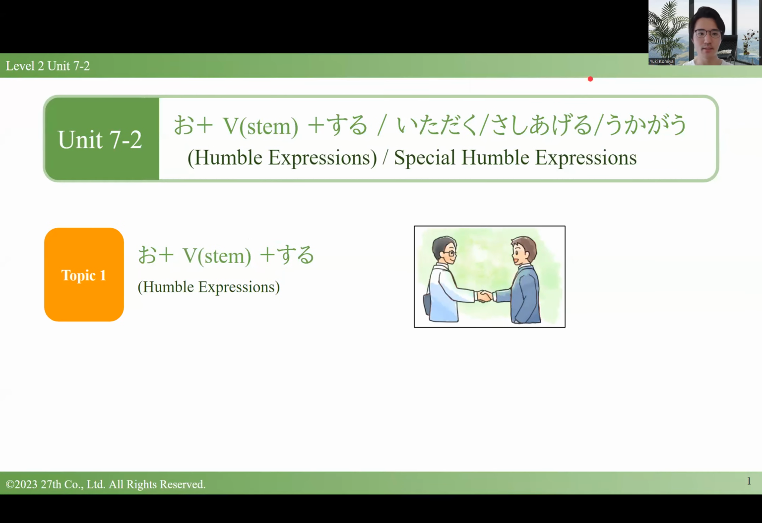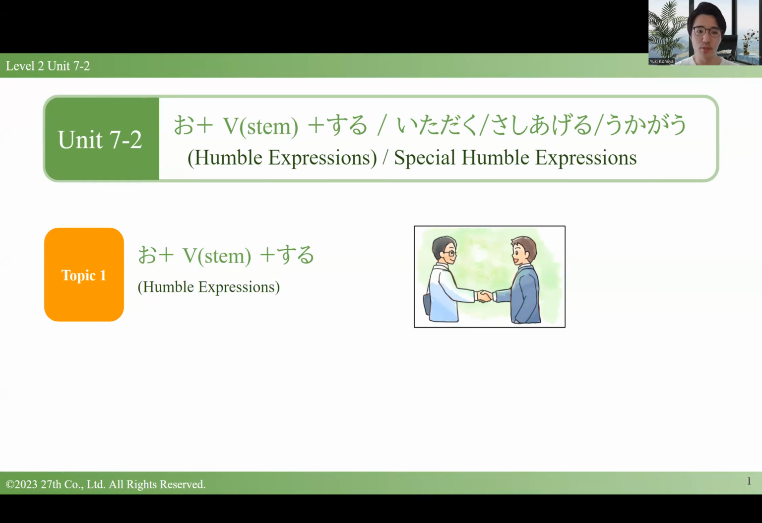はい、皆さん、こんにちは。This is Unit 7.2. In the previous lesson, 7.1, we learned about this special expression called extra modest expressions. So we learned that when we talk about ourselves, like I am somebody or my name is something, to someone who's higher social status than you, we should be using extra modest expressions to kind of lower ourselves to show respect to the person you're talking to.